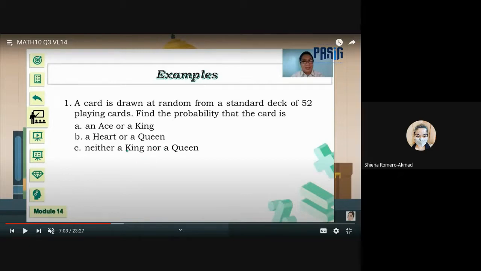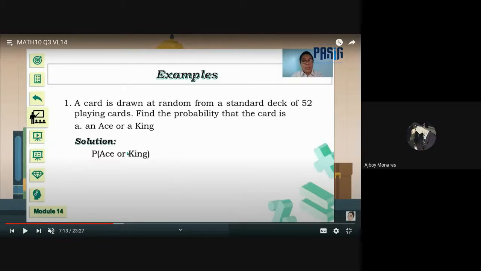But later, what will be the way to solve this kind of situation, the one with neither and nor? Neither nor, they go together. Let's have an ace or a king. How many aces are in the deck? 4. How many kings? 4. So, 4 over what? 52. So 4 over 52 and 4 over 52.